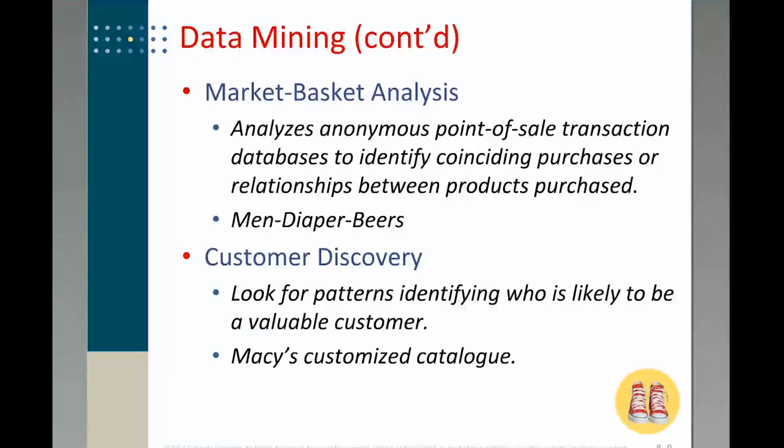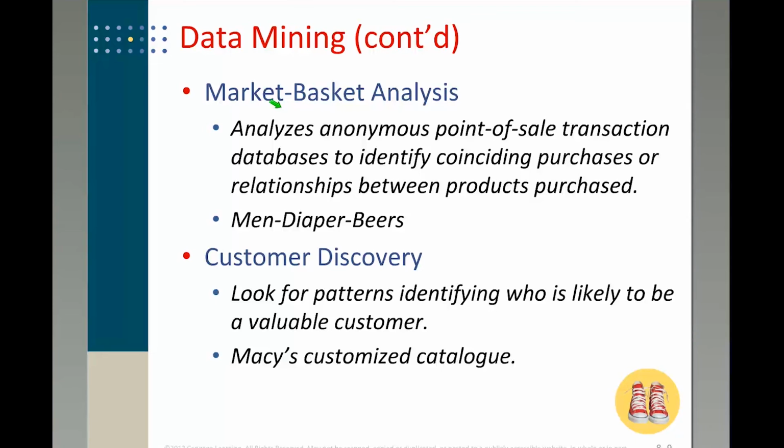For examples, I want to mention this one, which I found to be interesting: men, diapers, beers. This result actually also comes from analyzing data, although it's called data mining. It really means that researchers are analyzing point of sale transaction databases. Okay, it's anonymous, so you wouldn't know who purchased the product, but you would know these products are purchased at this point together, things like that.